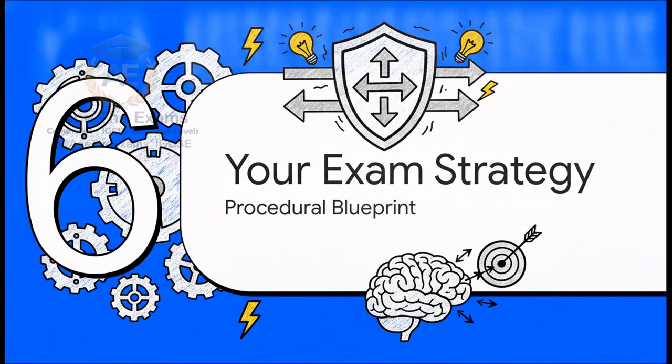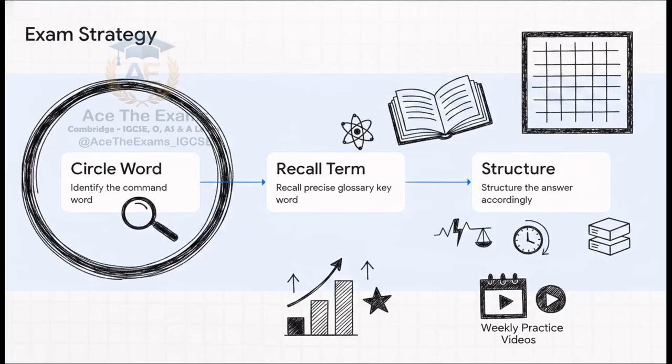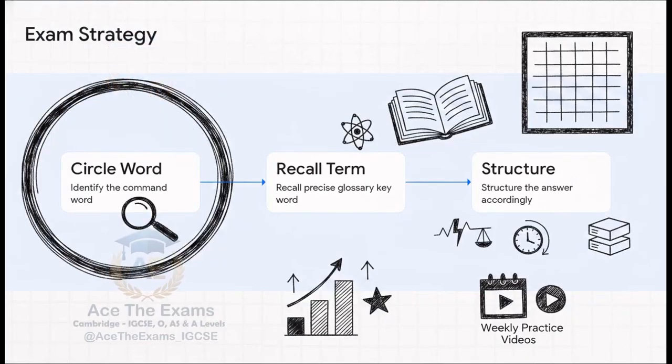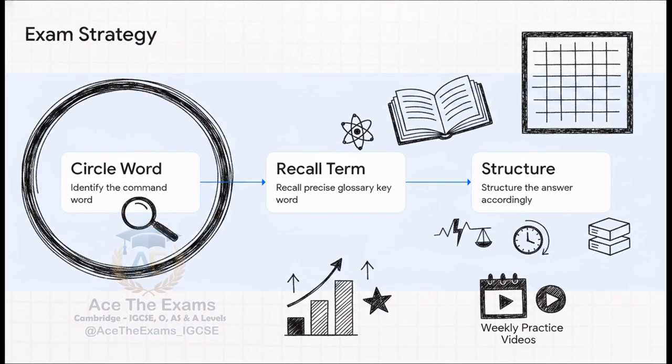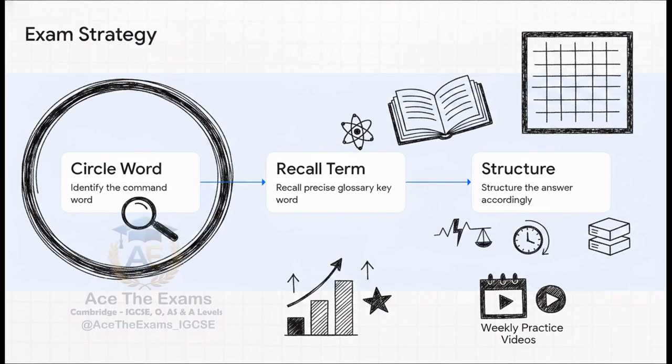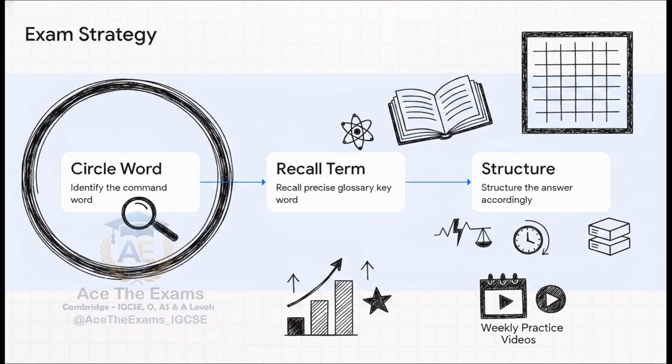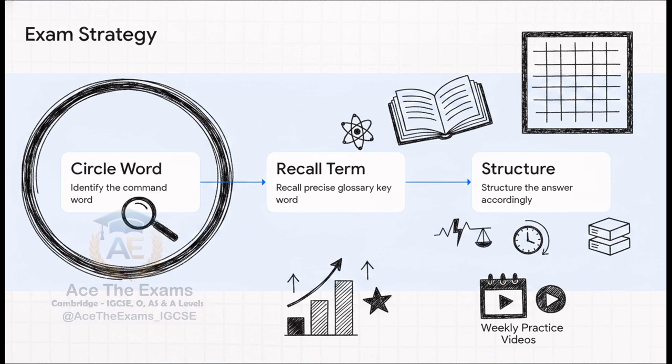Finally, Section 6, your exam strategy. Let's build your ultimate system. It is time to synthesize everything into an unbreakable answering system. Here are the 3 rules that guarantee top marks. Rule 1, circle the command word. Before you even glance at the numbers, know if you're stating, describing, or explaining.